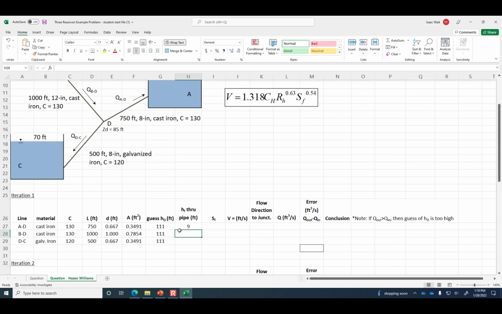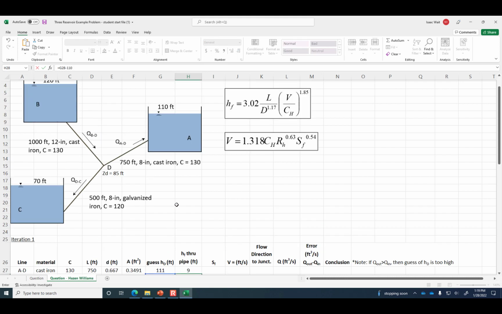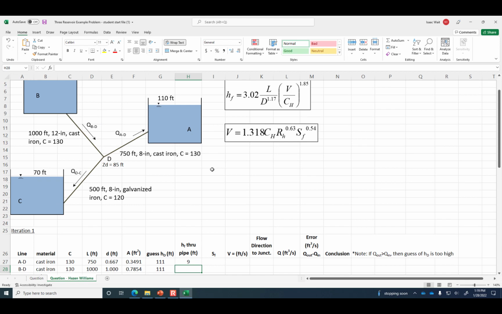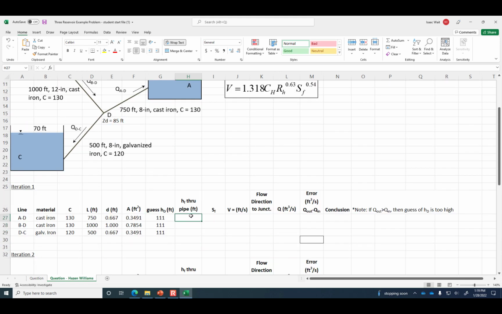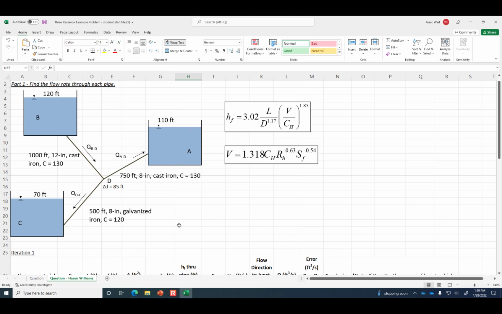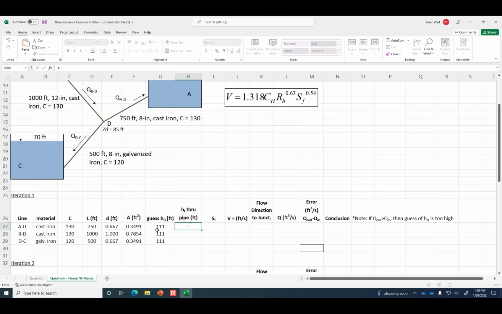For BD, we would have the 111 minus the elevation of the water there, 110. Oh, I've done it backwards, haven't I? Yeah. I think I did the same thing last time too. A is this middle one. Okay, so A is 111 minus 110. Okay, tank B is the high one, so that's 120 minus how much head there is at D. And then finally the low one, reservoir C, is this head minus 70 feet.